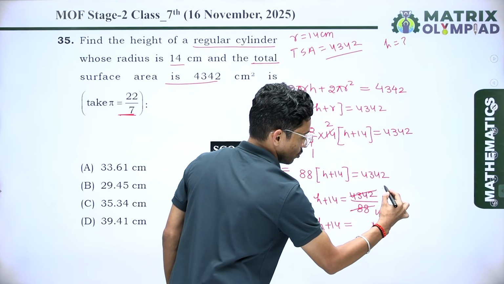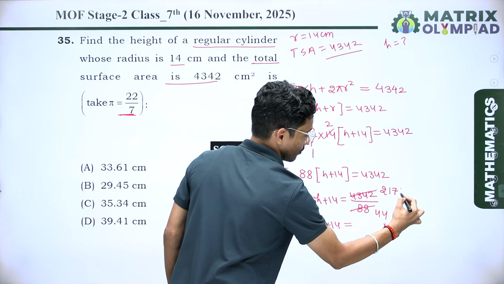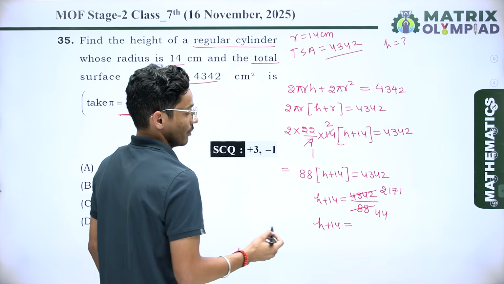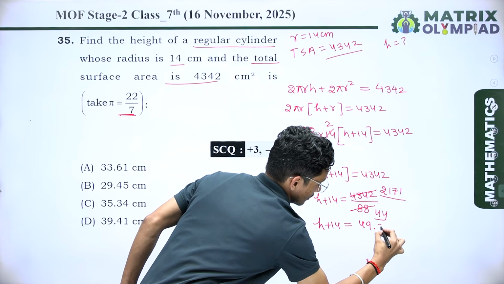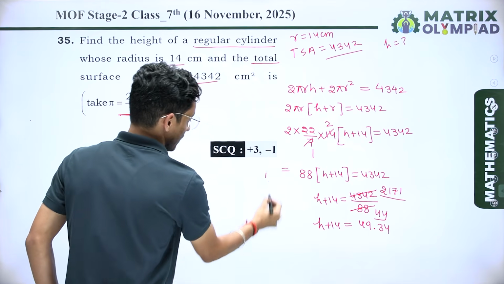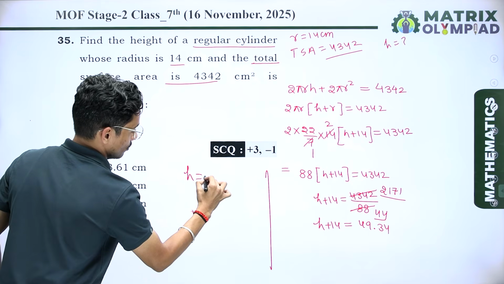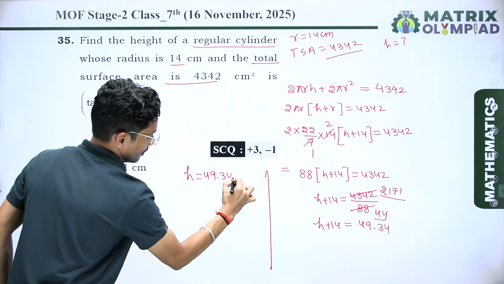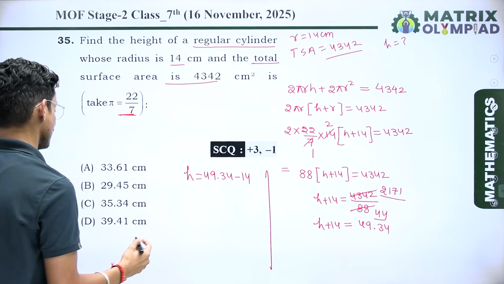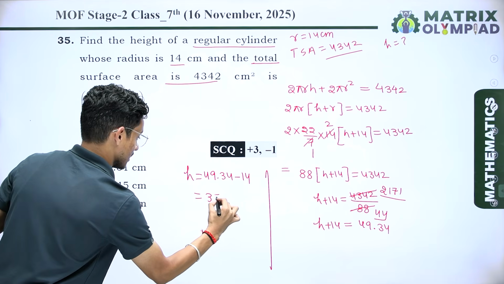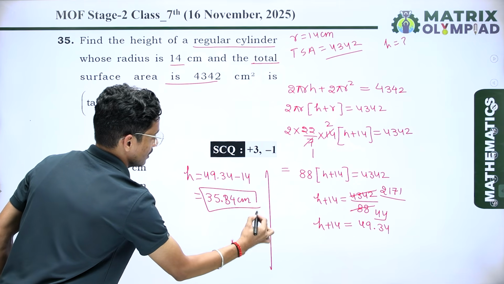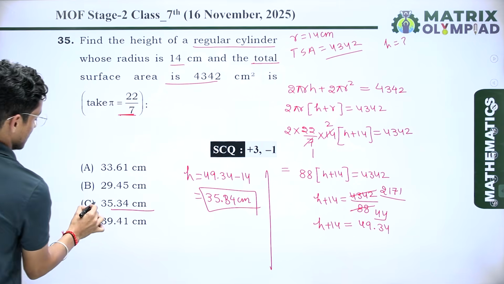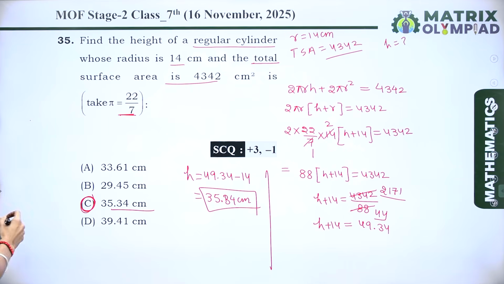Here I can write 2171. Okay, when we divide it, we get 49.34. So here I can write h is equal to 49.34 minus 14. So when we simplify it, we get answer that is 35.34 centimeter. That is the height. So it means option number C is the correct answer over here.